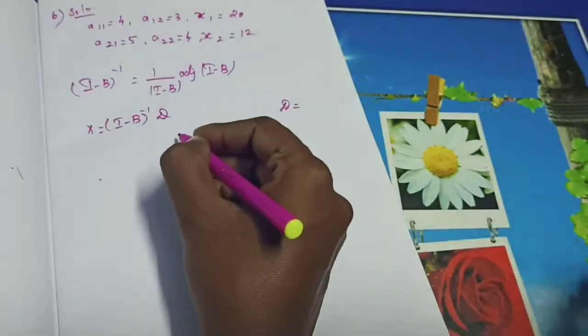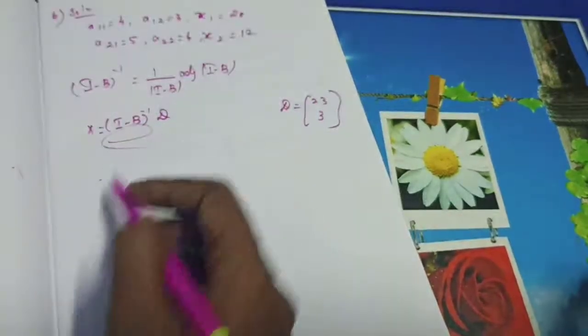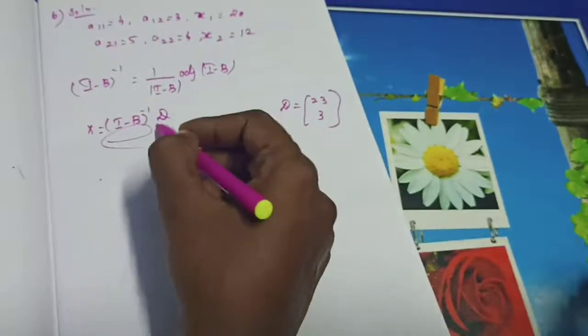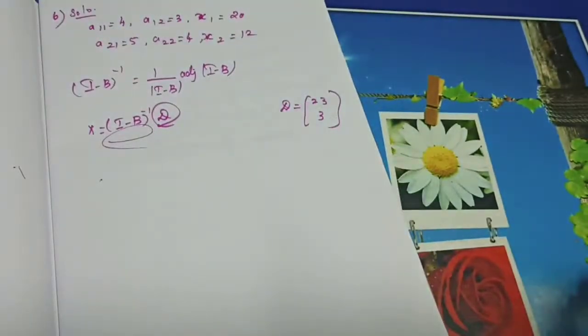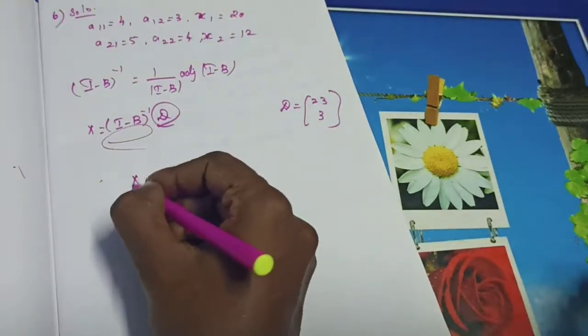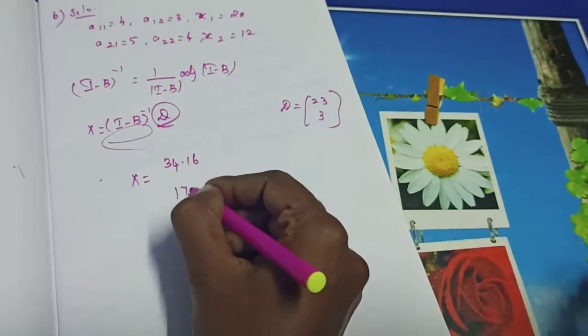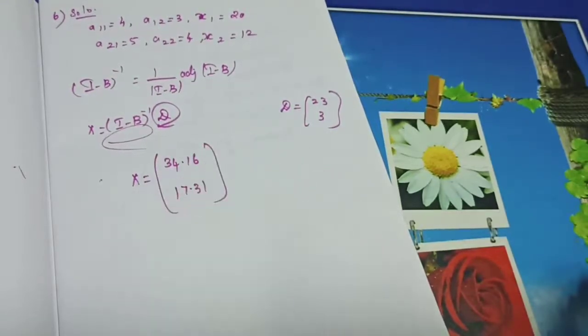So when you are substituting the D value, what will happen? 23, 3. Okay. So you need to substitute this I minus B the whole inverse value. So in the place of D, you need to put 23, 3. Afterwards, find out the answer. When you are finding correctly, you will get the answer like this. X is equal to 34.16, 17.31.